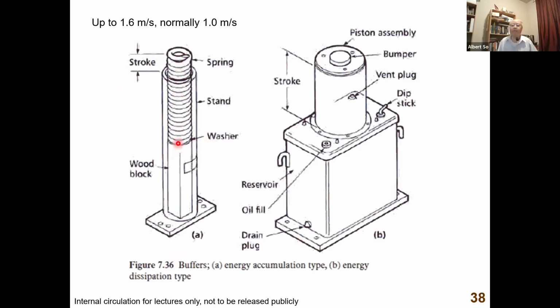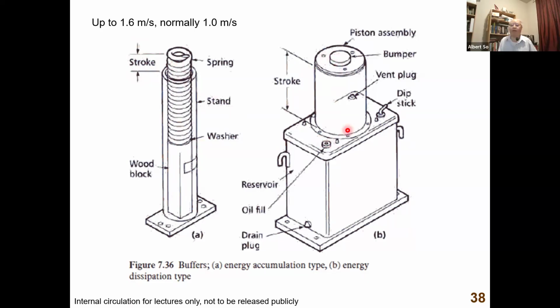Now there are two types of buffer. This one is called a spring buffer. You can see the spring here. If the car falls down and hits the spring, the spring will stop the falling speed of the car. When the car presses on the spring, there will be a resistance on the car. How much the spring can be compressed is called the stroke of the spring, and that is the maximum distance moved by the car until it stops. And this is a spring buffer.